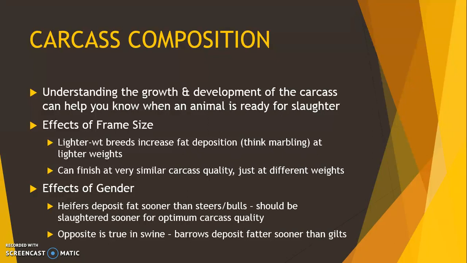breed or combination of breeds an animal is, they finish basically at very similar carcass quality, which we kind of referred to back when we were talking in the meats section, is that Holsteins or crossbred or Angus beef or Herefords, they can all finish at very similar carcass quality, just very different weights. So it's quite different when you get to talking about frame size.